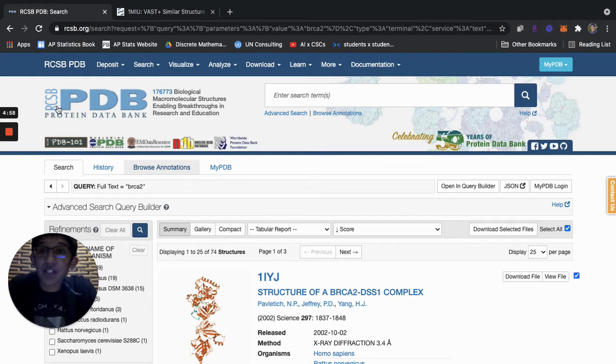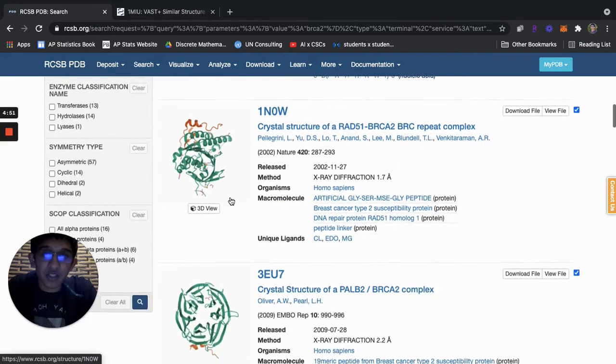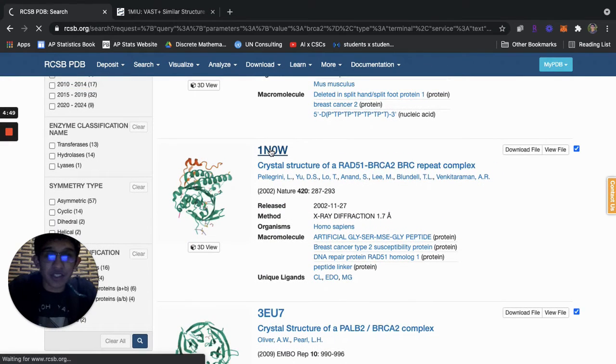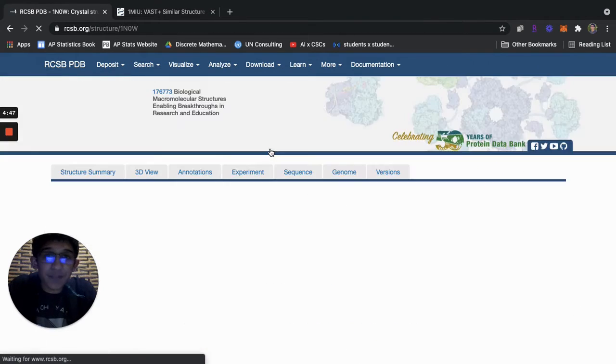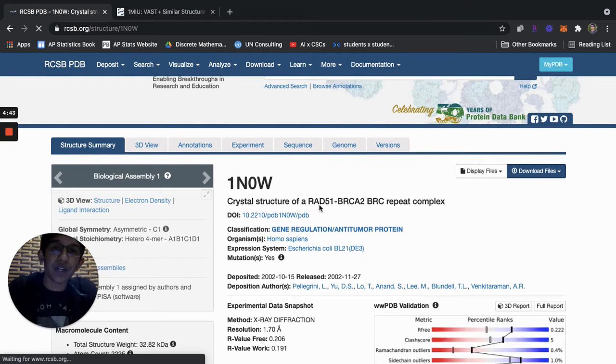So I just hopped on the Protein Data Bank and I searched up BRCA2 as a query, and here are all the related structures that we got. Let me click on, oh look, 1NOW, we just looked at that before. If I click on this, it says that it's a crystal structure of an RAD51, BRCA2, BRC repeat complex. That all doesn't matter, all we care about is that this is part of BRCA2.